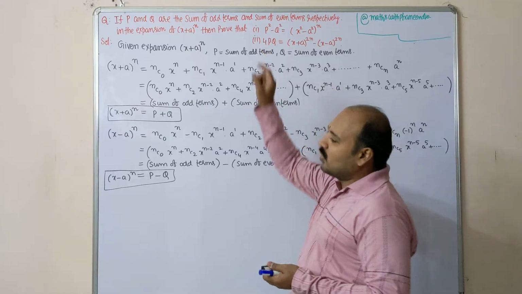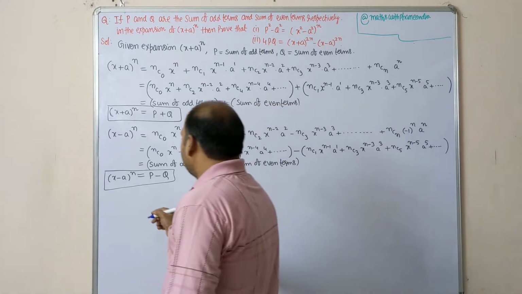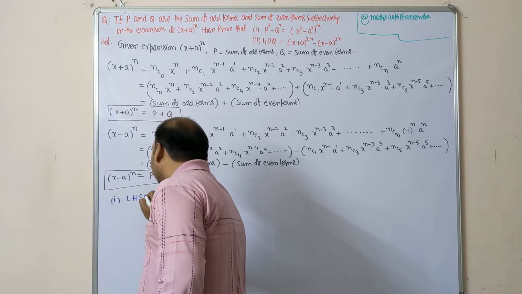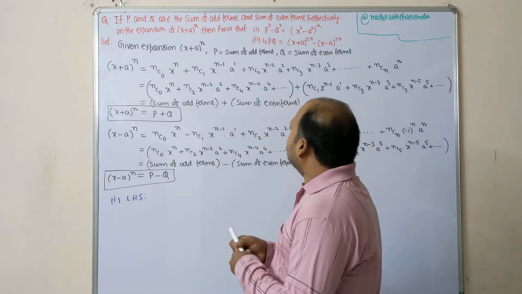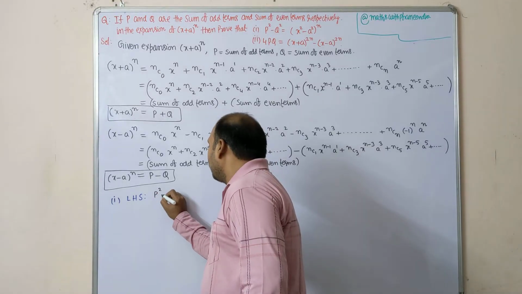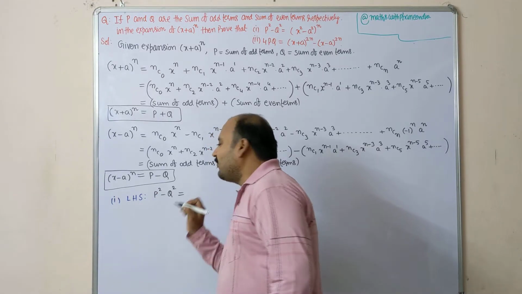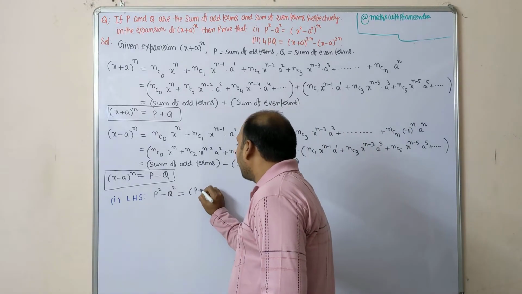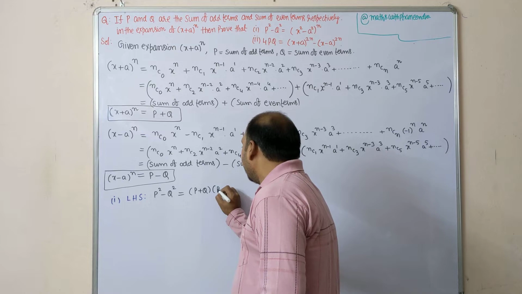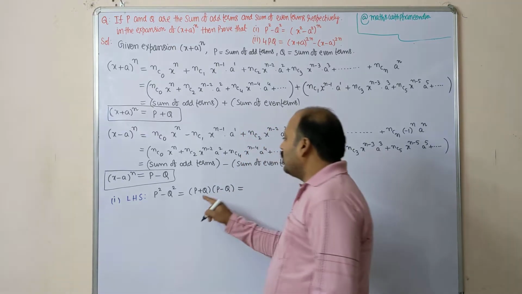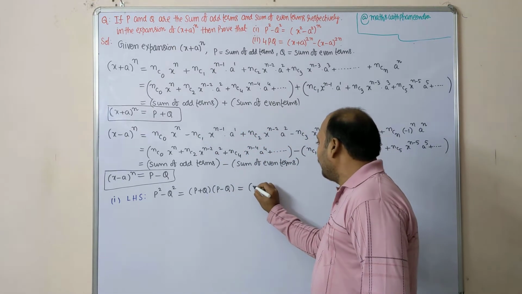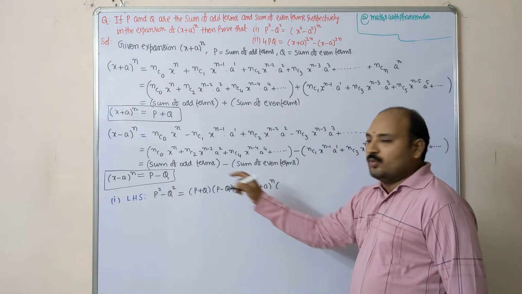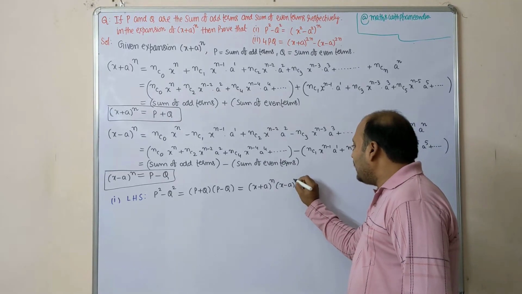Now come to the question number 1, dear students. So in the question number 1, in LHS they are asking that P square minus Q square. It is in the form of a square minus b square only, no? So we can write it as p plus q into p minus q, which is equal to p plus q is the expansion of x plus a whole power n into p minus q value x minus a whole power n.